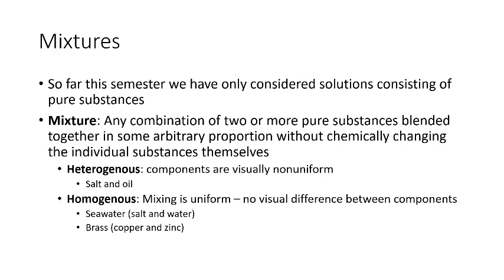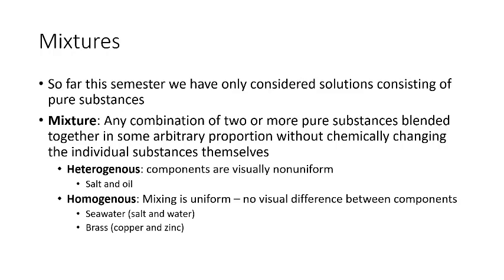Mixtures are defined as any combination of two or more pure substances blended together in some arbitrary proportion without chemically changing the individual substances themselves. So we can have two different types of mixtures. Heterogeneous mixtures, where the components are visually non-uniform, such as if you mix salt together in oil, they don't dissolve together and you can see the two different states of matter in that heterogeneous mixture.